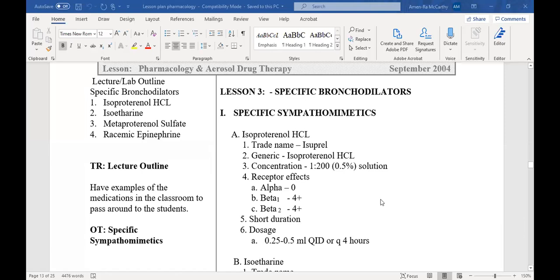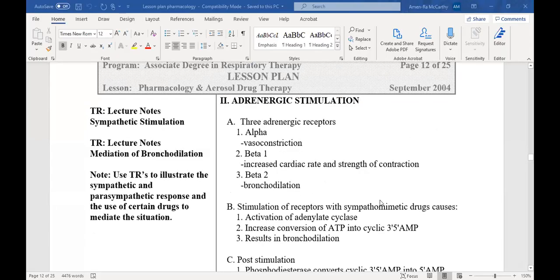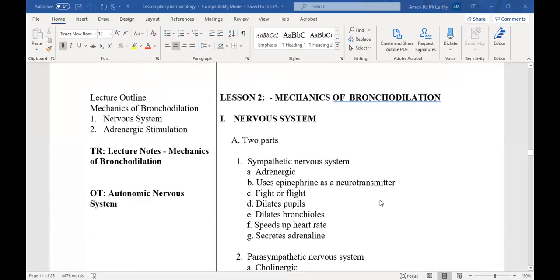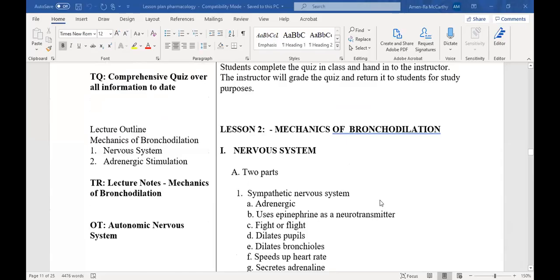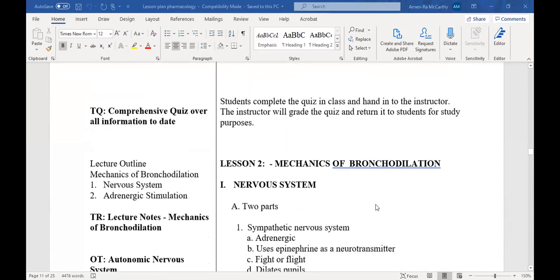Let's look at the lesson plan. All right, specifics, bronchodilators. We left off last time talking about, well, let me make sure, wait a minute. Oh, nervous system, I'm sorry. Parts of the nervous system. That's where we got to start today. The 2 parts of the nervous system, and we left off with the dilutions. Yeah, good. We left off with those dilutions.